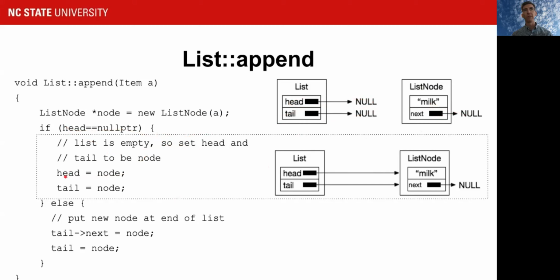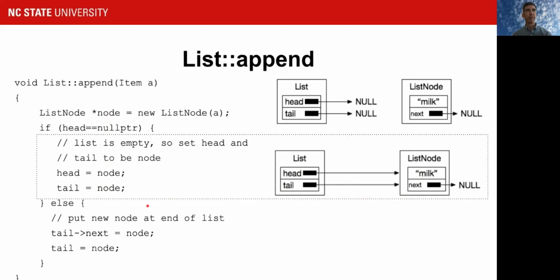And the way I do that is just by setting head equal to node and tail equal to node. And please note that node is the variable name I used for this list node I just created that holds milk. And so I just set head equal to node and tail equal to node, and then I get this structure here. And I'm done. That initial list node is linked into my list.